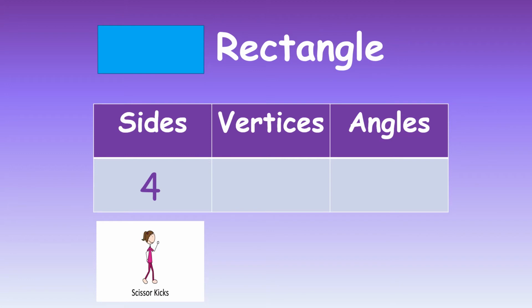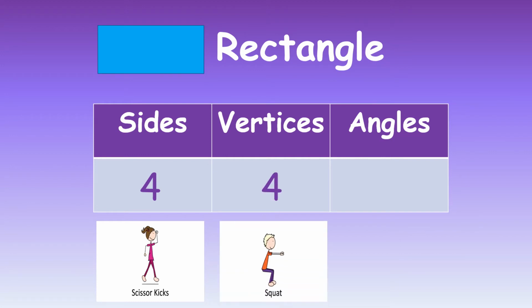And how many vertices does a rectangle have? 4 again. You get to do 4 squats. And how many angles on a rectangle? Think and say your answer out loud. Yes, 4 angles. You get to do 4 sky punches.